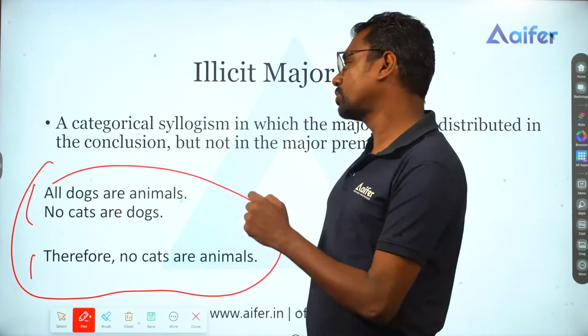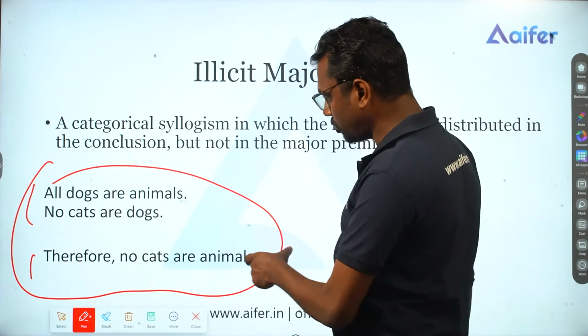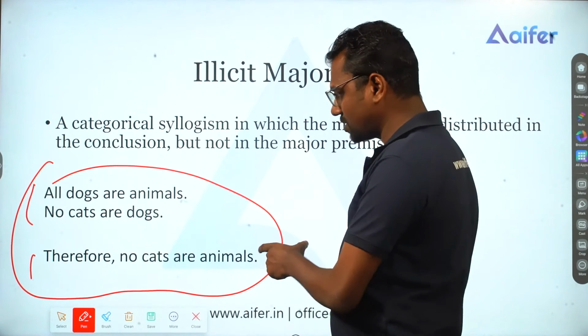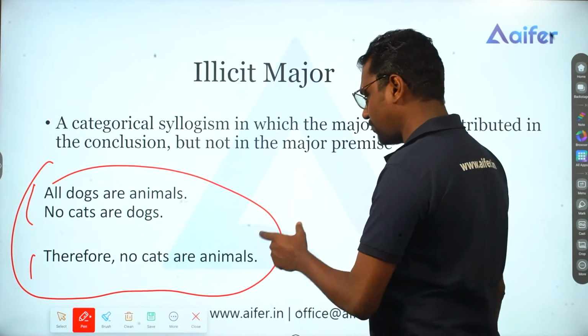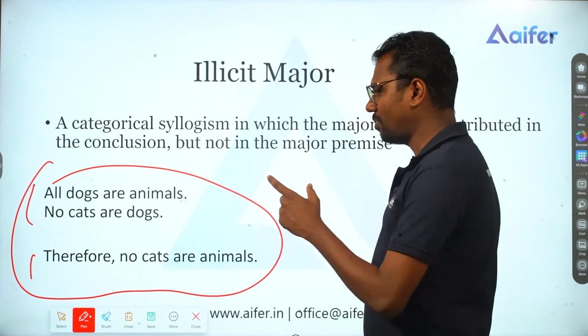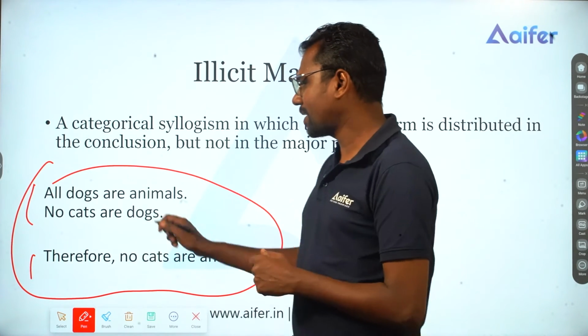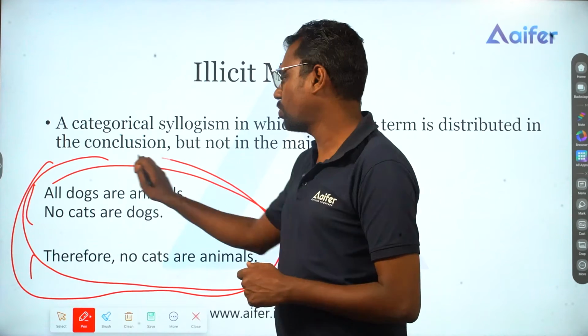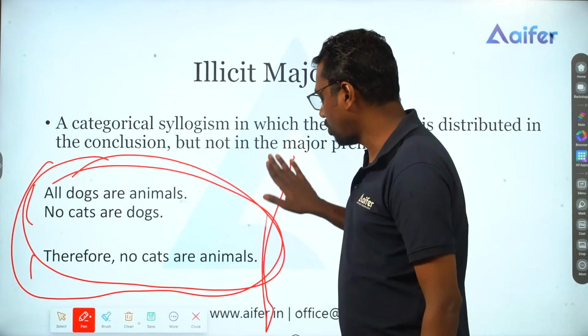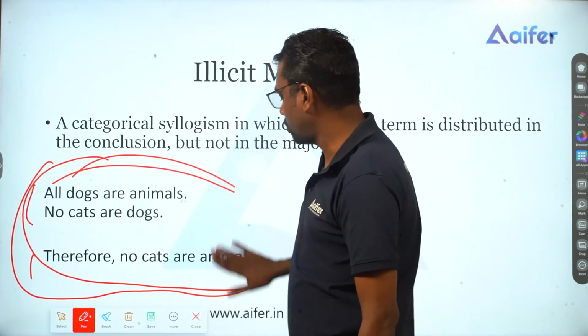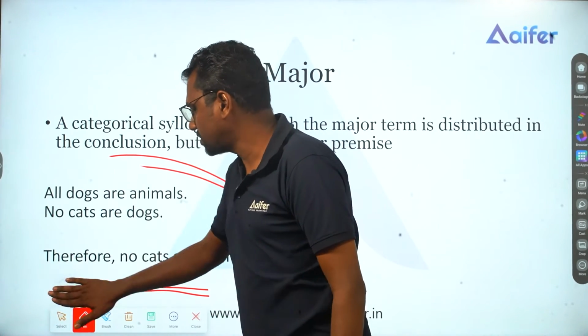So we have: all dogs are animals; no cats are dogs; therefore no cats are animals. Altogether, we call this a syllogism.